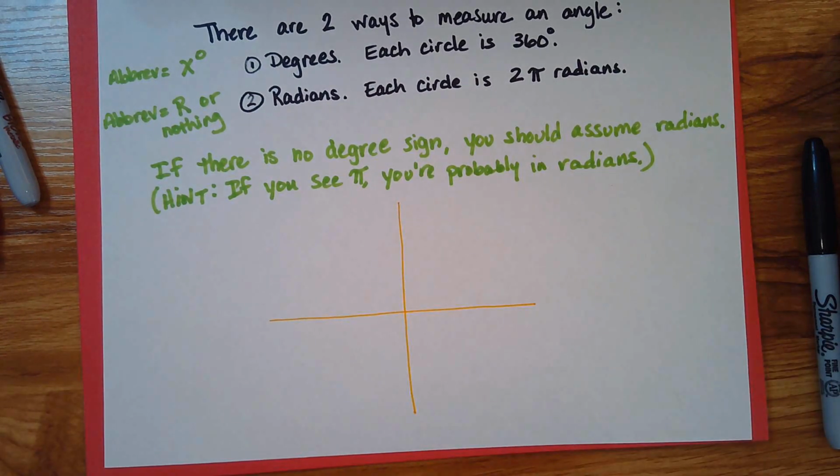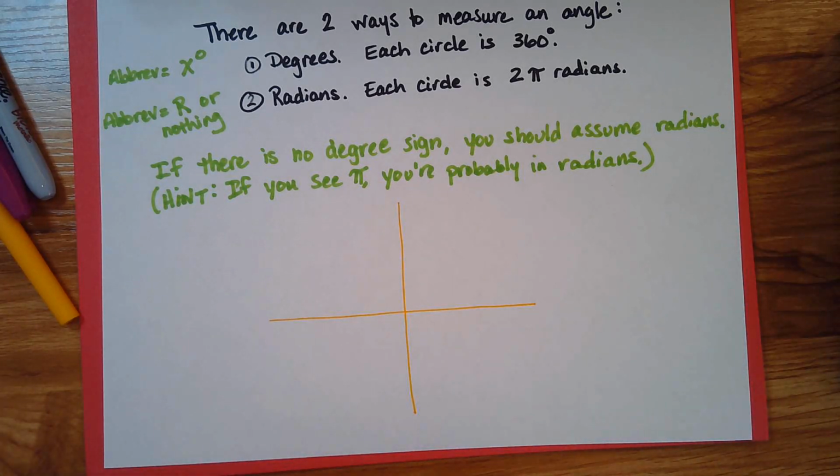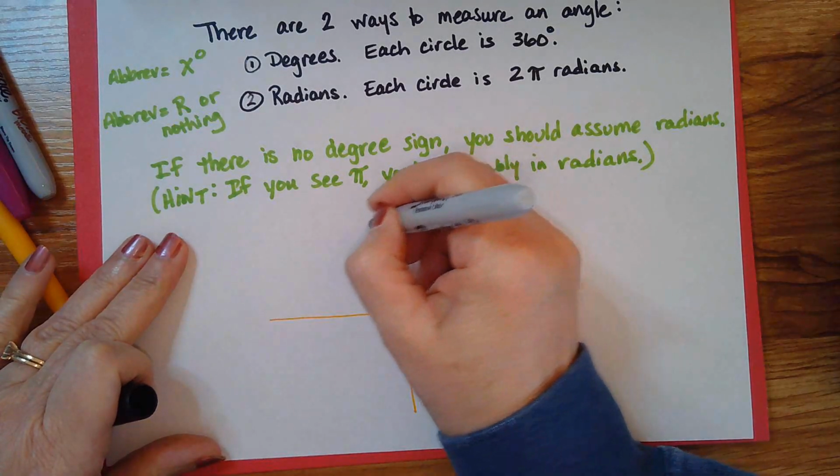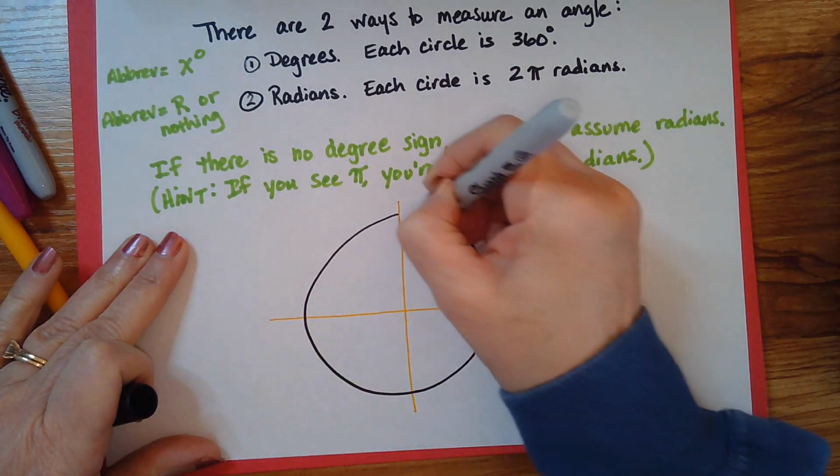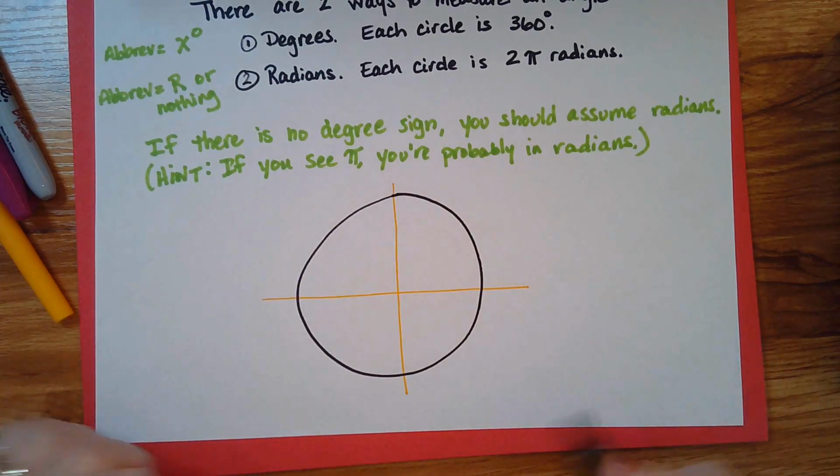Let's draw a picture. So here's a graph, and I'm going to draw a circle on my graph, and I'm going to try to do a pretty good job. I give it an okay. All right.